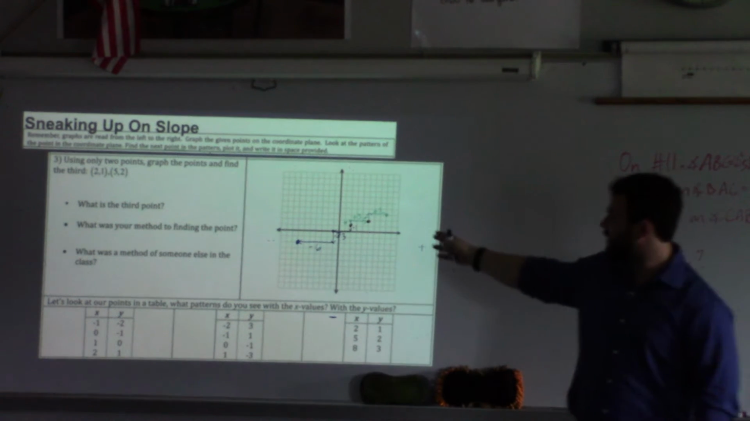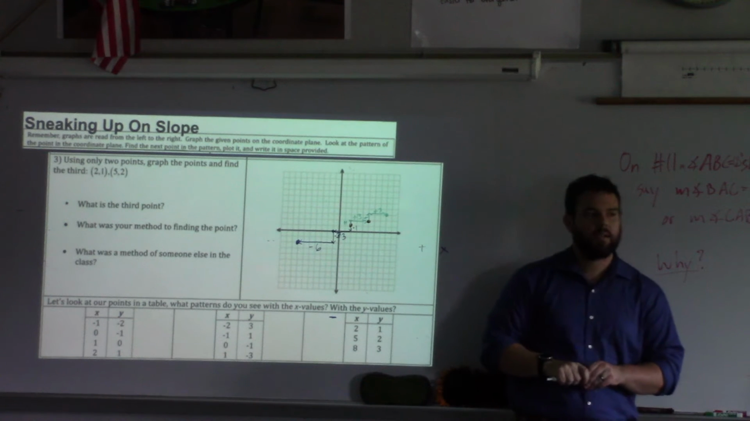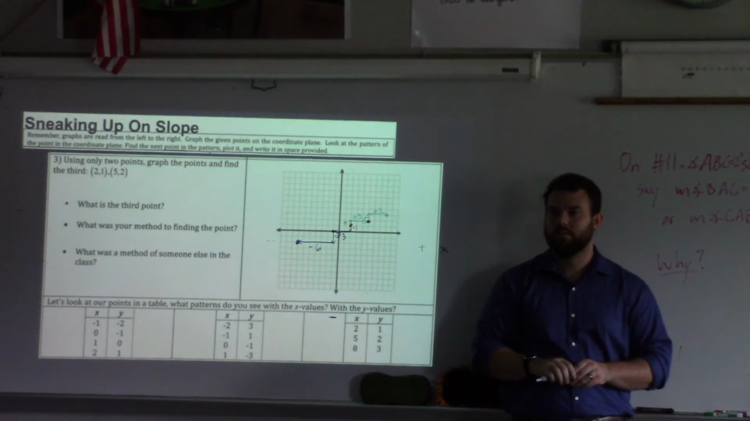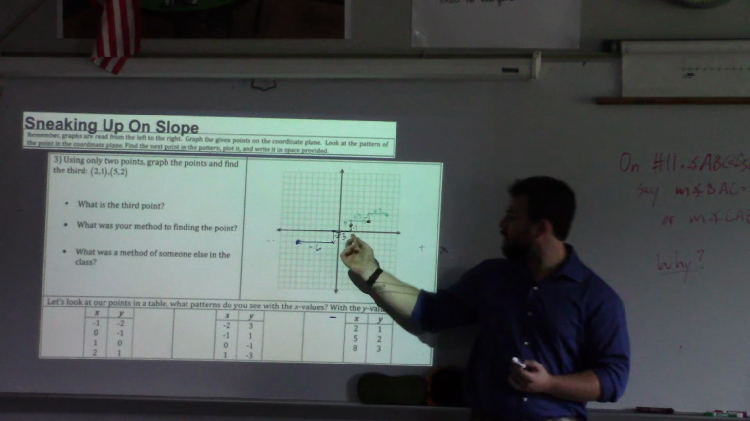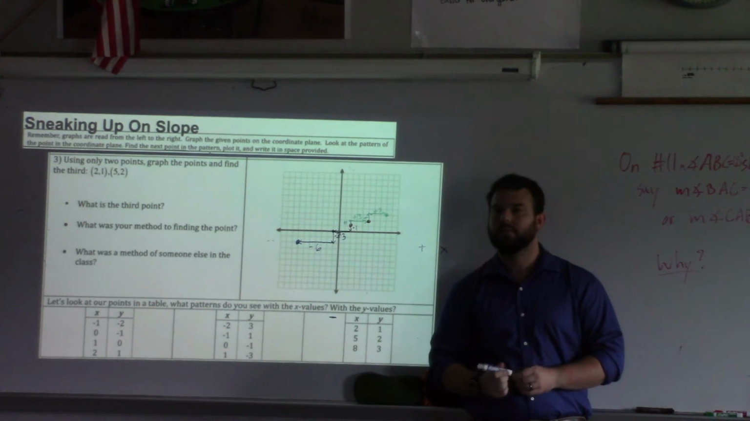I mean, does it look like it's in the same shape? Oh, wait, yes. So why does that work? Because it's still part of the line. It's still part of the line, yes, but what did I really do? You multiply it by 2. I just multiplied both of them by 2. Is that legal? Yes.